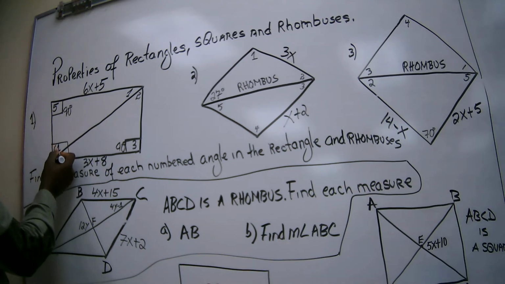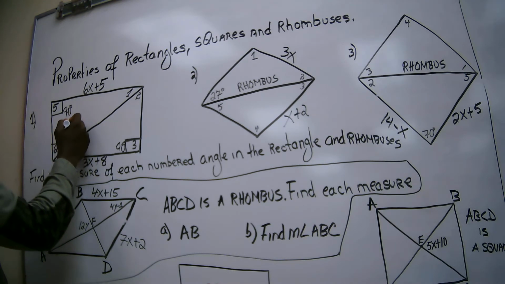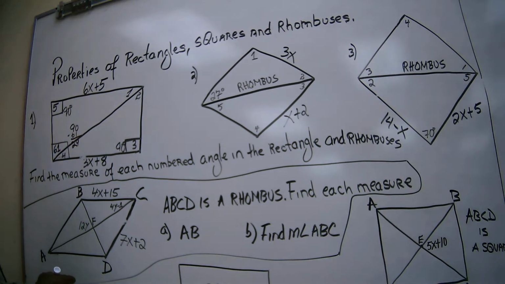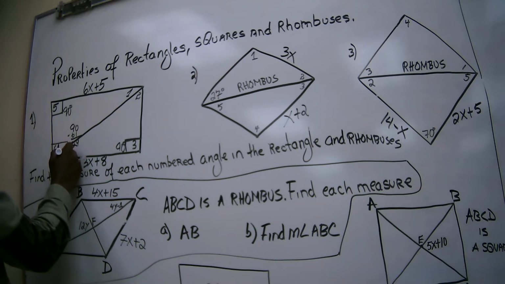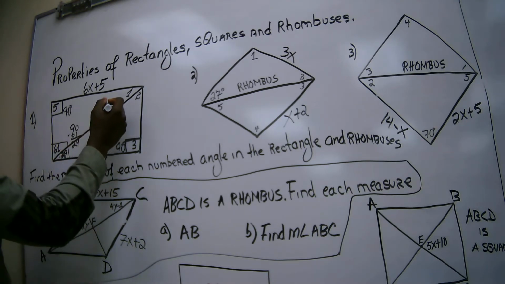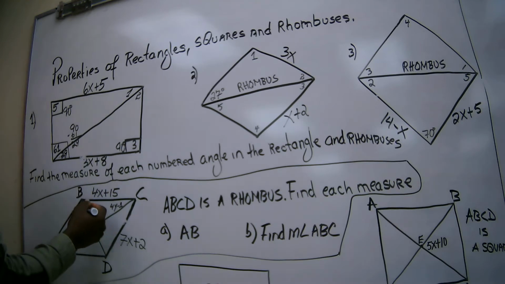Angle 61 and angle 4 are complementary. Therefore, if this is 90, you will take 90 minus 61 to get angle 4. Then that will give you 29 degrees. Angle 4 is 29 degrees. Since that's the easiest way, correct?